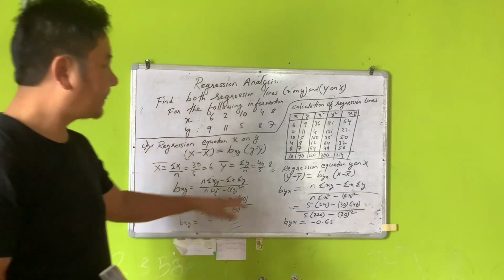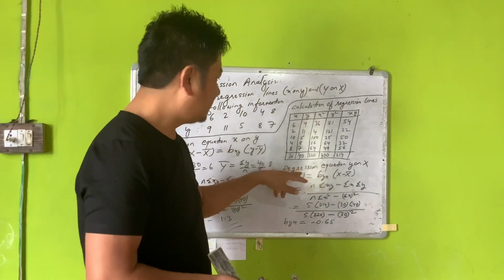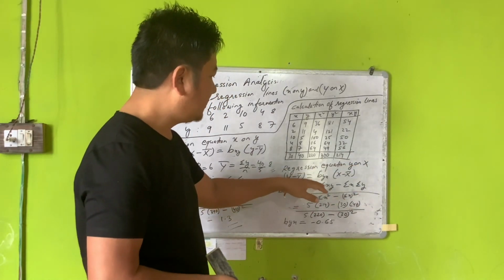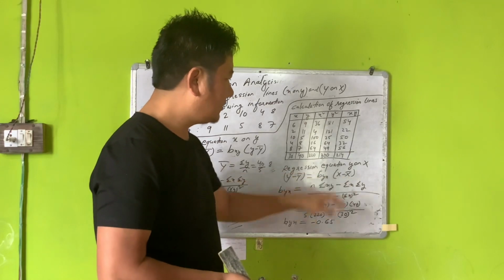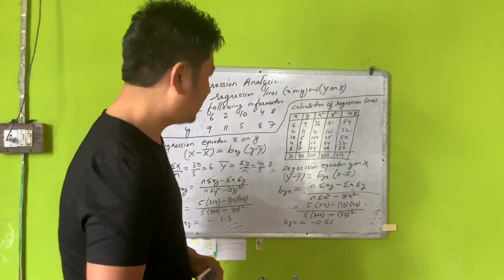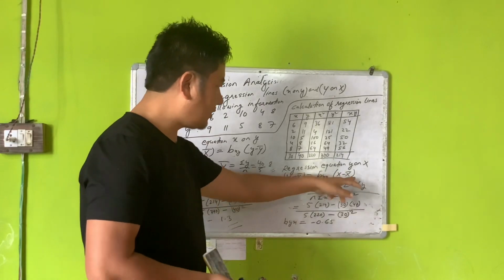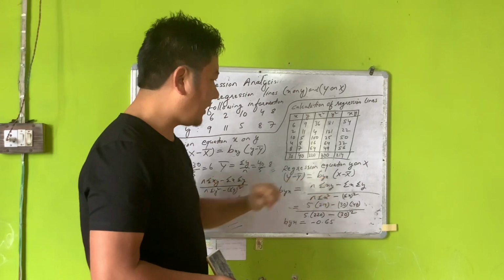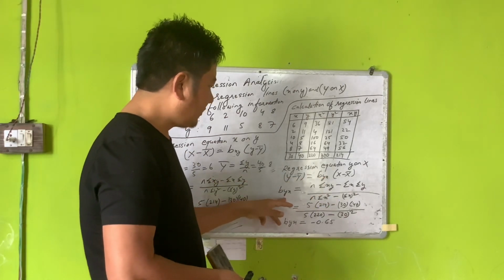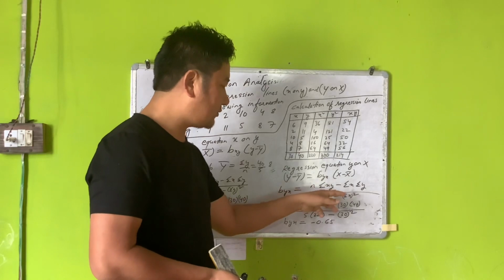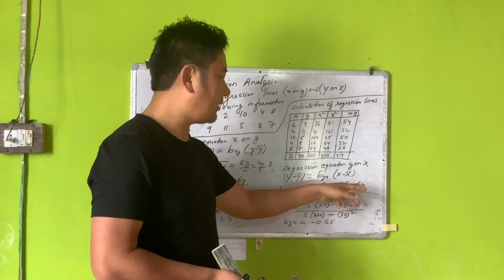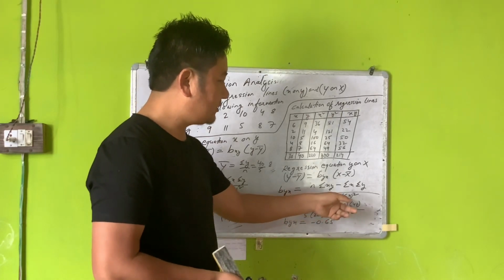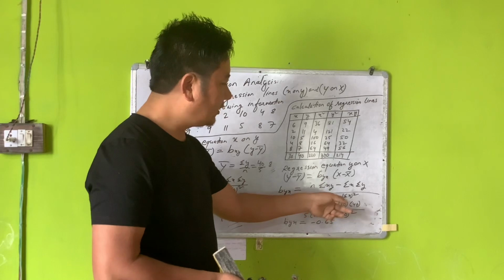Now see another equation, the regression equation y on x: y minus y bar is equal to byx in bracket x minus x bar. We have already got x bar and y bar. You need byx. So what is the formula? byx is equal to n summation of xy minus summation of x summation of y divided by n summation x square minus summation of x whole square.